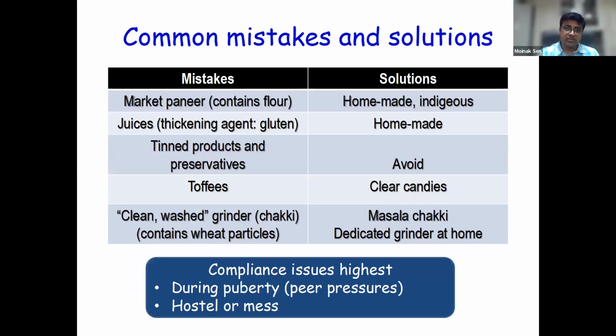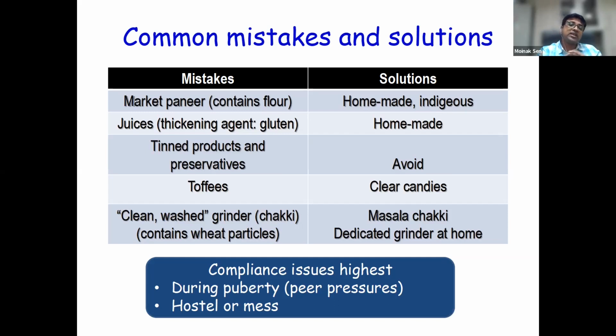The common mistakes and their solutions, which we often make, is that we advise them to have paneer, but they buy the market paneer. The market paneer that you buy, you would realize it's nice and thick like a cake, so that actually contains flour or suji in it. So you should actually make homemade paneer. Juices are not allowed because the thickening agent in them is gluten. Tinned products and preservatives also contain gluten. Toffees contain gluten, hence you should ask them to take clear candies.